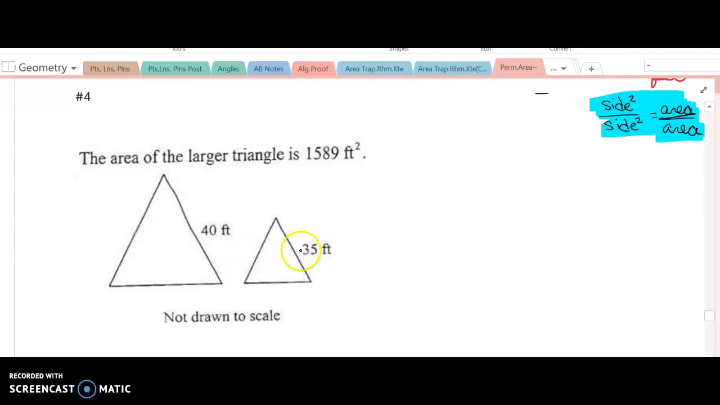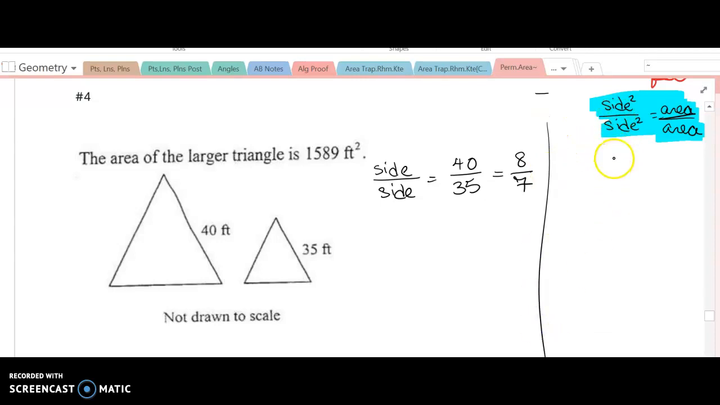then our side-to-side ratio we know is 40 to 35, which reduces to 8 to 7. So when I come over here and say side to side squared, I'm going to use 8 to 7 because those numbers are a lot easier to deal with than 40 to 35. But it doesn't hurt to do 40 to 35. You'll just have a lot larger numbers.